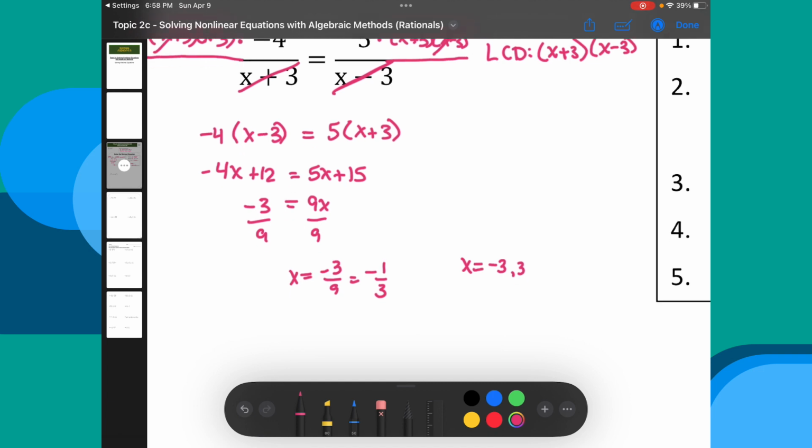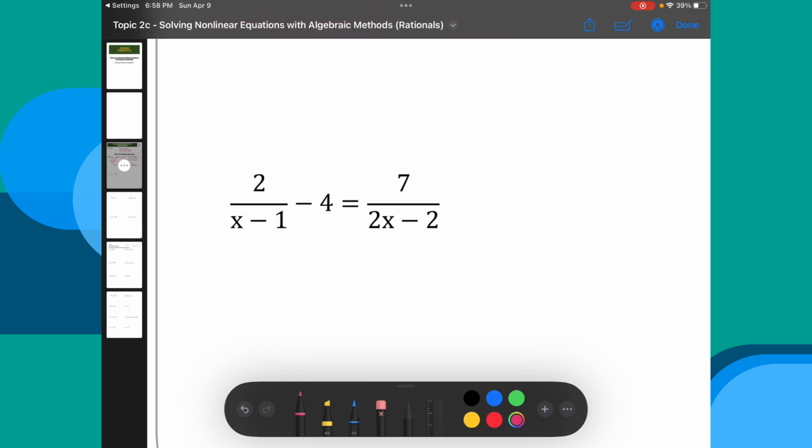Let me show you another example. Here we have our first fraction, 2 divided by x minus 1. So the LCD is going to contain that x minus 1. Our next denominator is just 1. And the last denominator can be factored. So that's 2 times x minus 1. So the 2 needs to be included in our LCD. And the x minus 1 part of the factor is already there.